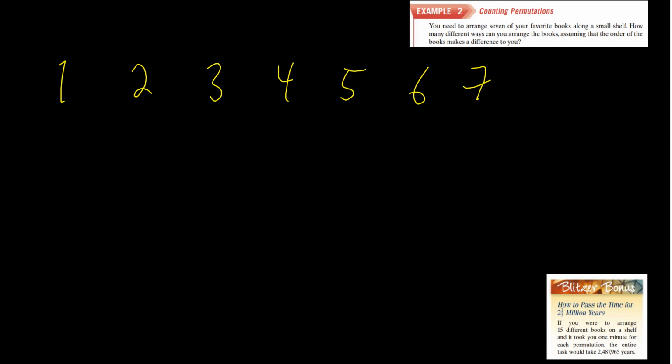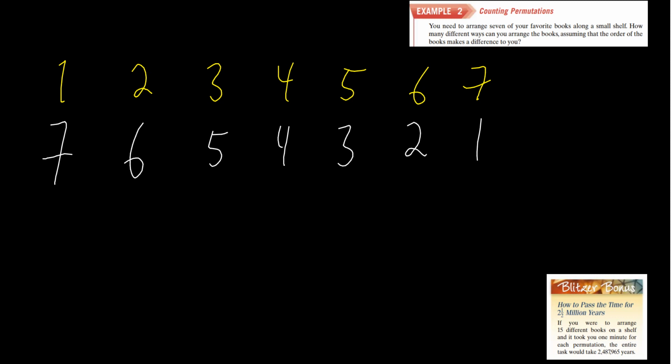Well, for our first book, how many possible choices do we have? We have 7 total books, so we have 7 possible choices to go first. Alrighty, for our second choice, one book is already in the first spot, right? So we only have 6 possible choices. In the third spot, 2 books have already been used, so we have 5 books remaining, and then we can see that this does indeed go 5, 4, 3, 2, 1.